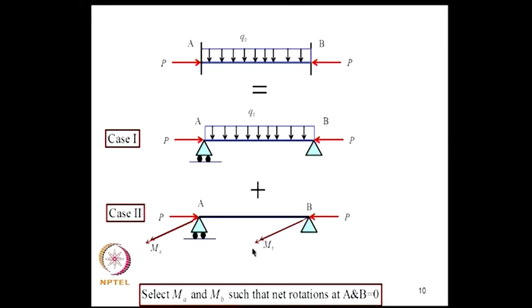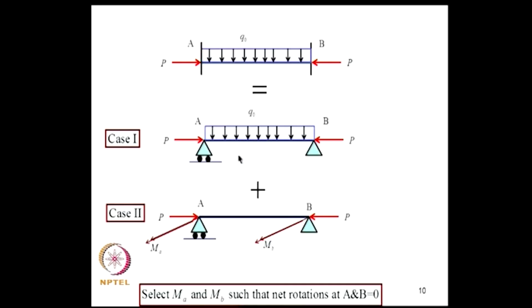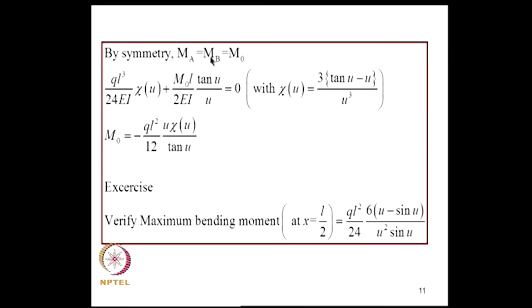This MA and MB are unknowns, they need to be selected such that the rotations that are caused here and rotations that are caused here when added become 0, because in the built up structure there is no rotation at the end. The idea of splitting the problem into these two situations is we have already solved these two problems, and we are using principle of superposition in the modified way that we enunciated. So we select MA and MB such that net rotations at A and B are 0. By symmetry we can deduce that this MA must be equal to MB because loading is symmetric, boundary condition is symmetric. So this will be M naught.